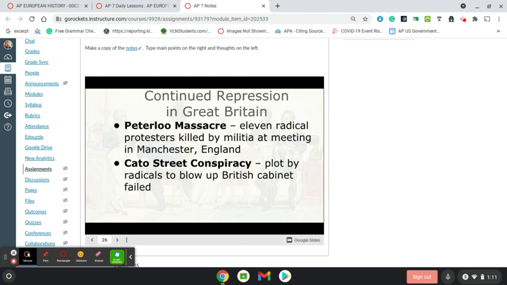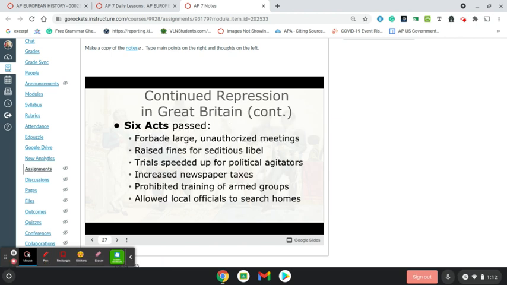There were more radical elements, though. For instance, in the Cato Street conspiracy, there was a plot by radicals to blow up the British cabinet. But that, of course, just gave more evidence that restrictions need to be placed on the people. And so that resulted in what was known as the Six Acts, which were various pieces of legislation that Parliament passed that restricted freedom of expression and movement.